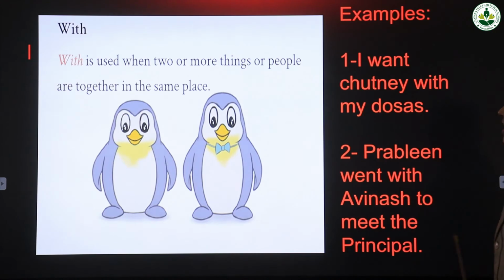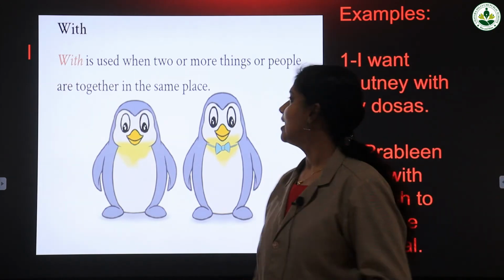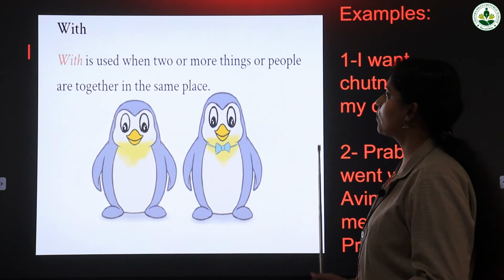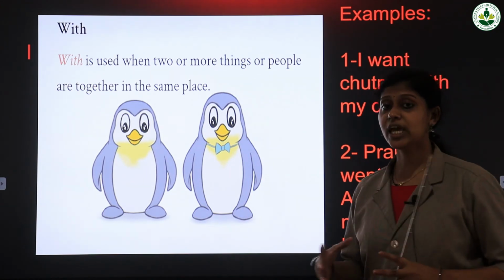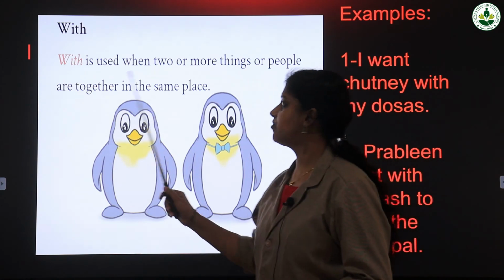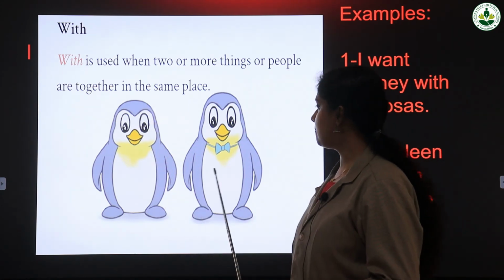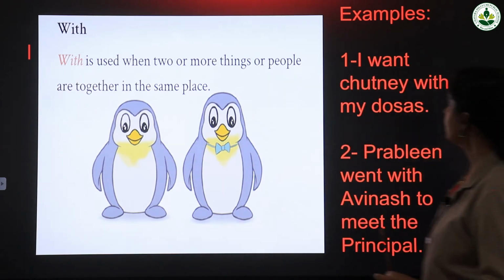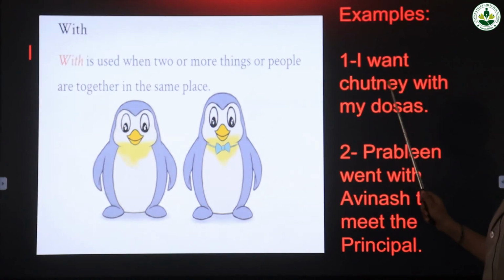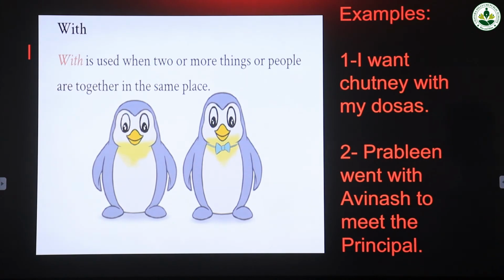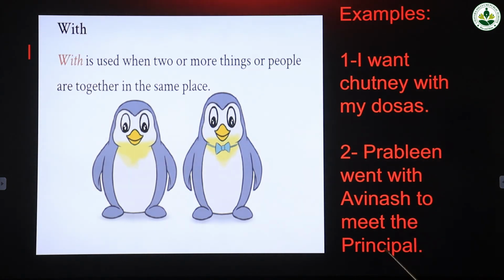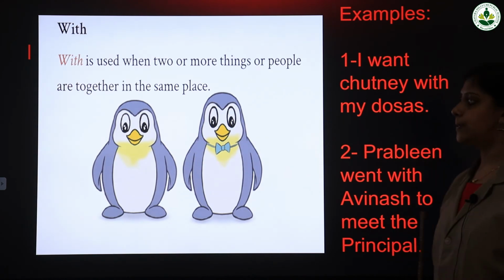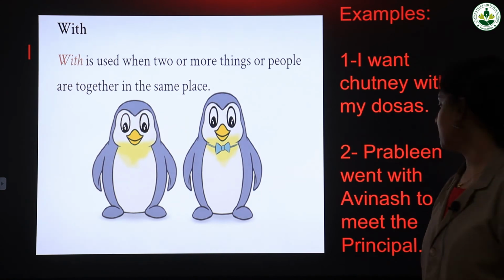Okay. Next preposition, with. With is used when two or more things or people are together in the same place. For example, first one, I want chutney with my dosas. Then next one, Rablin went with Avinash to meet the principal. So the preposition with is used when two or more things or people are together in the same place.